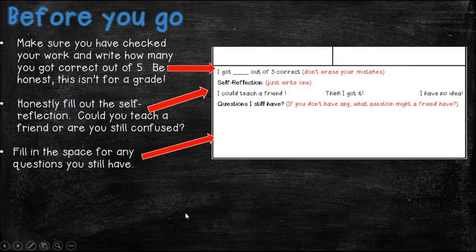Okay, well, make sure you checked your work and you wrote how many you got correct. Be honest, this isn't for a grade, but we do want you to honestly fill out that self-reflection too. Could you teach a friend, or are you still confused? If you're still confused, remember you can always go back and rewatch the video. In fact, you probably should before you meet with us tomorrow. And then fill in the space with any questions you still have.